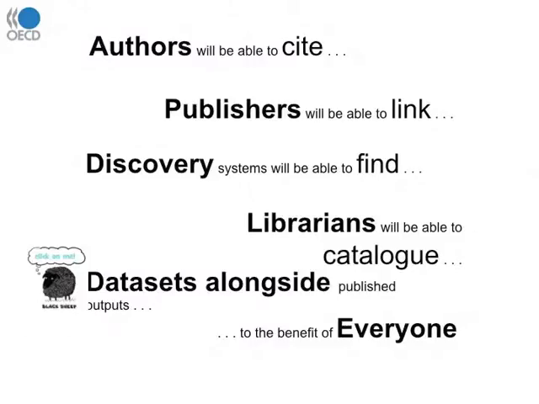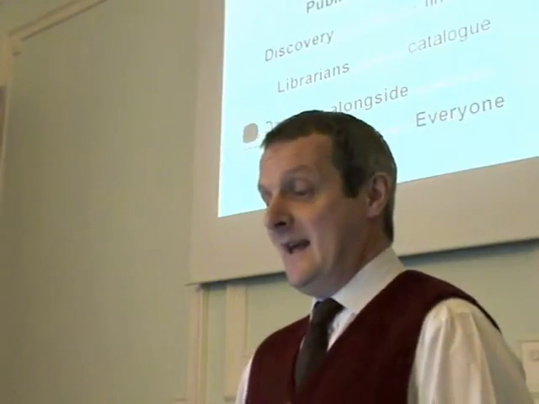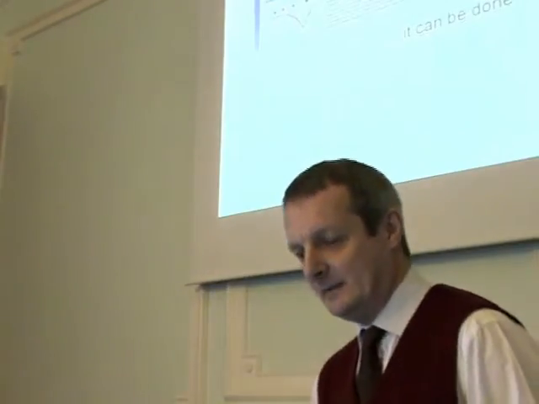And so basically, if we use the same type of metadata, then authors will be able to cite the data sets accurately. So instead of just saying source OECD, they'll actually be able to give it a proper citation. Publishers will then be able to actually link to them. Discovery engines will then find them. Librarians will be able to catalog them. And everyone will actually be able to get hold of the data. And then really stand on the shoulders of giants. And here's how it can be done.